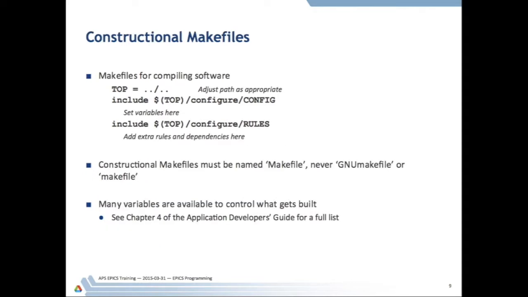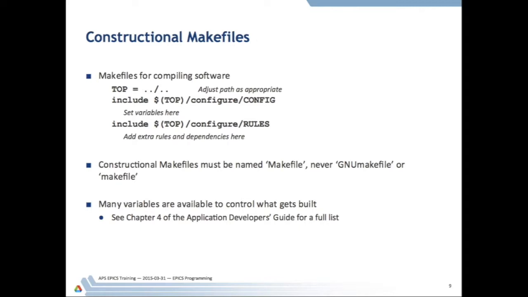So then the main difficulty, or the place where people spend most of their time working on these, is the constructional makefiles, which are the files that are used for compiling software. So again, we have to set the top variable, and you'll need to adjust that depending on how deep in the tree you are. So it's either going to be 2 levels or 3 or 4 or so on. I haven't listed what the variables are there. We'll come back to those.